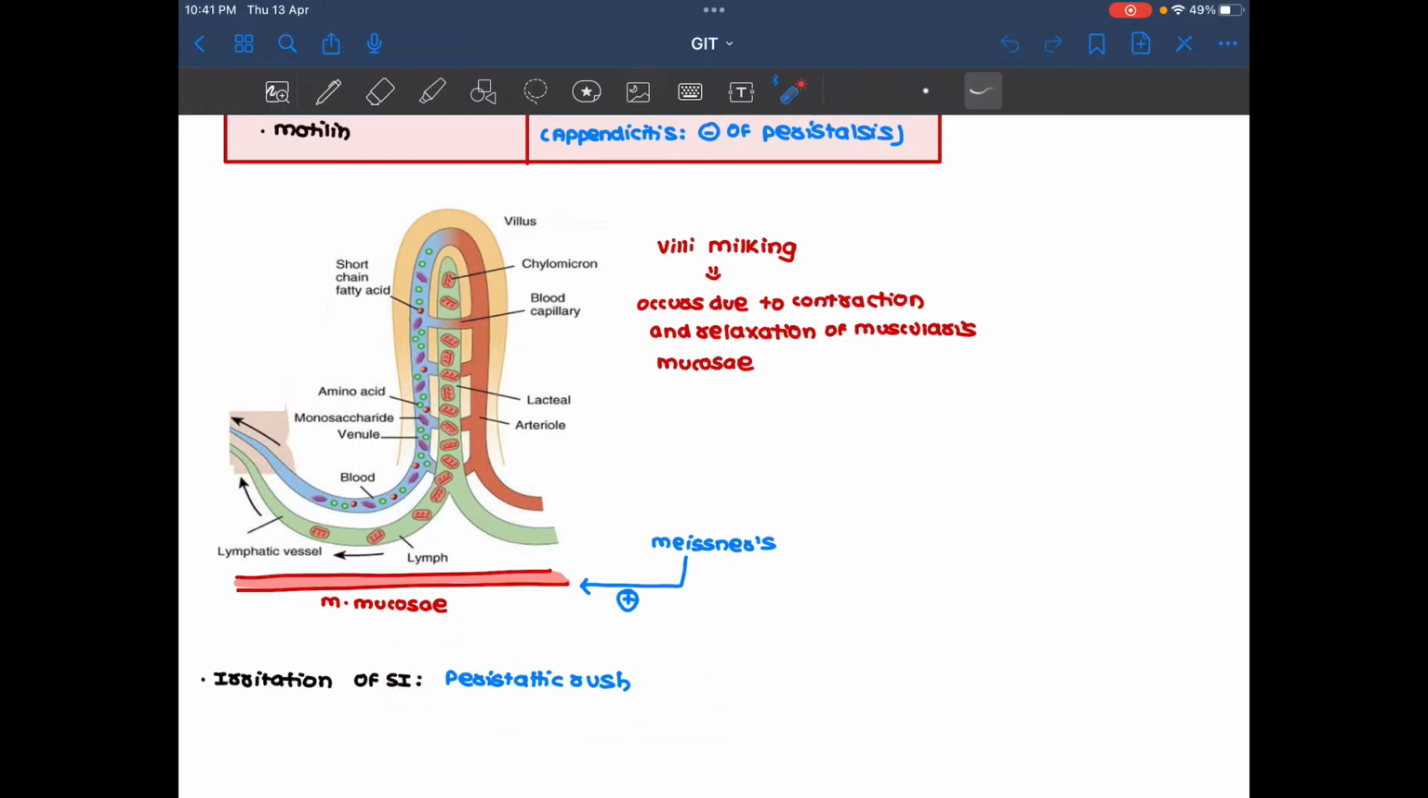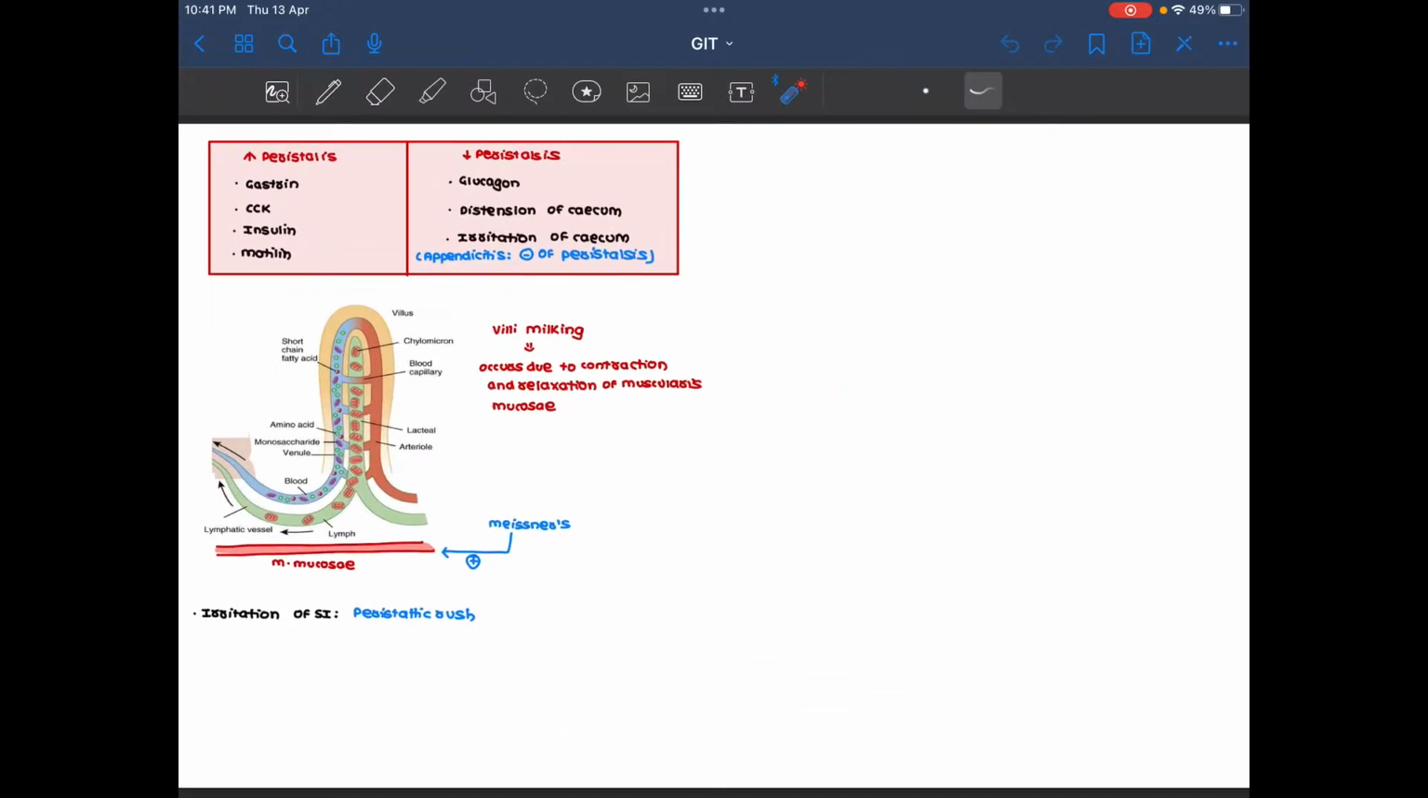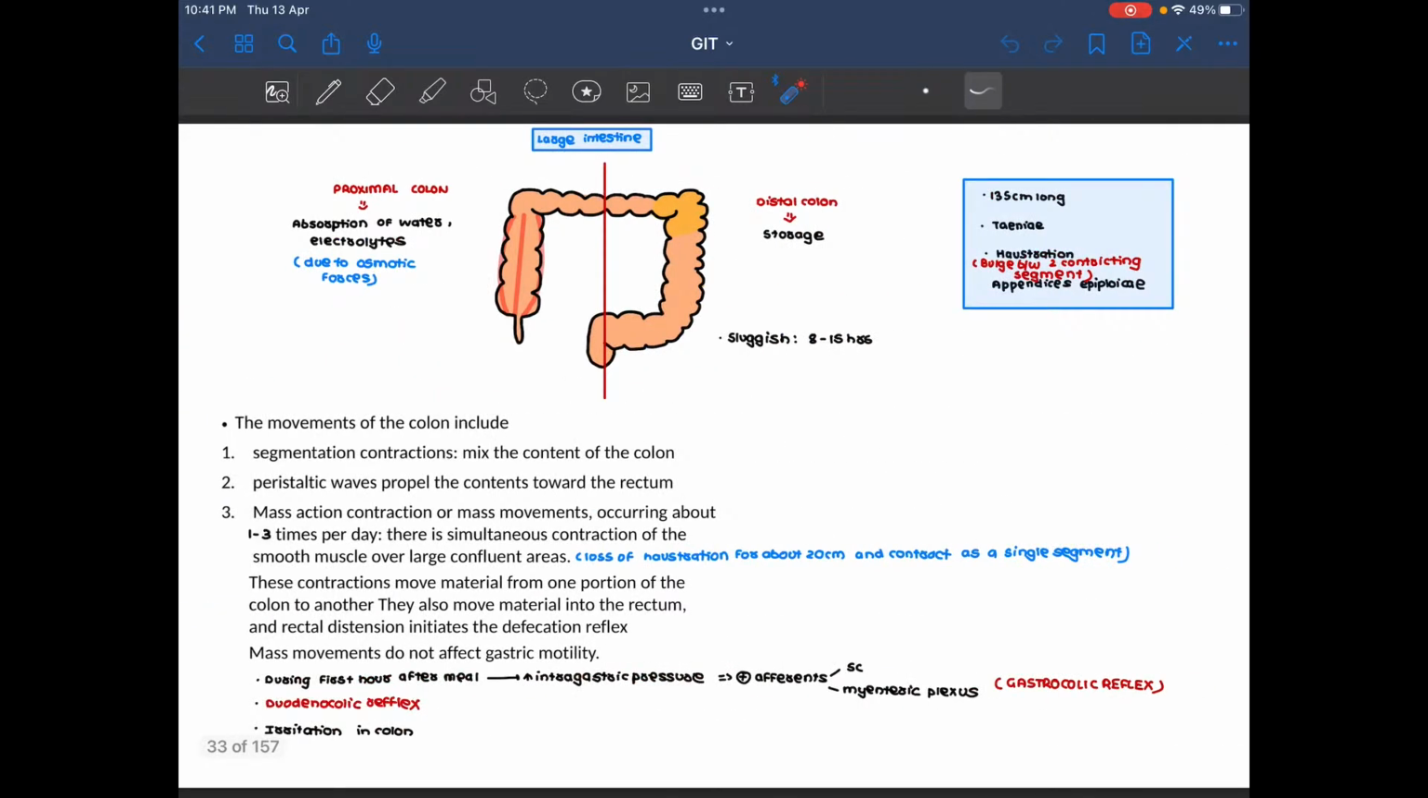Throughout the small intestine, you're going to have an increased amount of peristalsis due to any toxin that you're consuming. Now we move on to the large intestine. The large intestine can be divided into two portions, that is, through the half of the transverse colon. You have the proximal colon and you have a distal colon. Okay. Proximal colon is mainly for your absorption of your water and electrolytes.